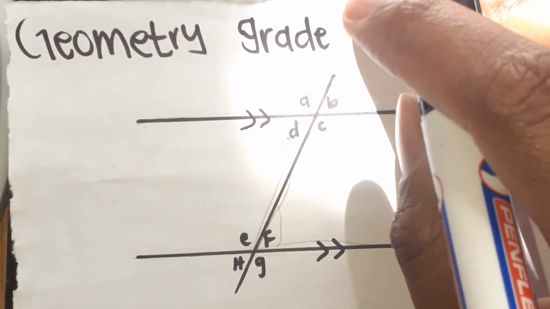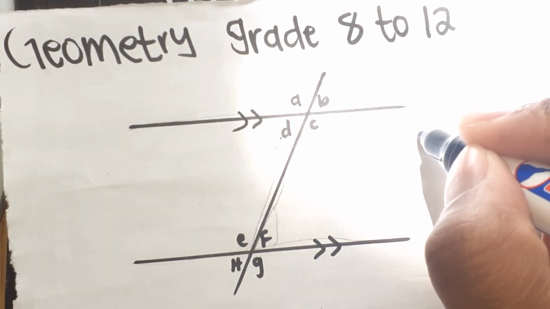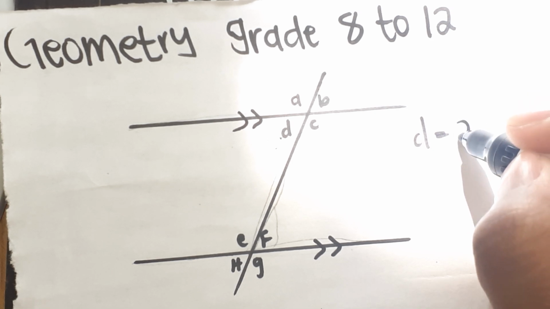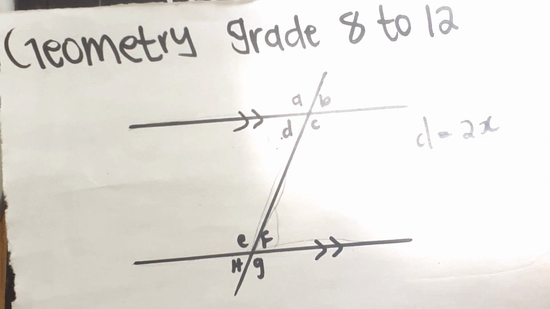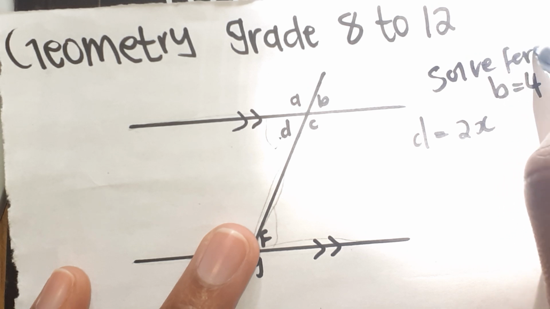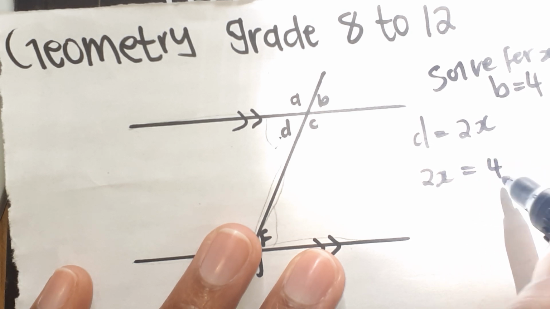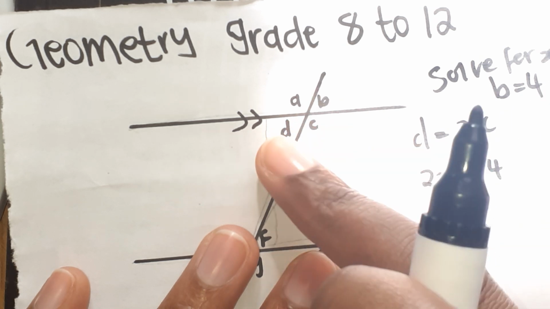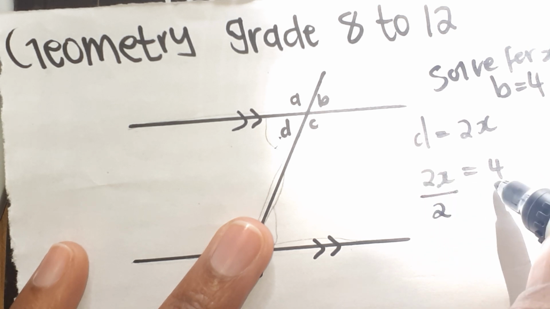And let's say, for instance, that you are given D equals 2x and B equals 4, and you are told to solve for x. Because they are equal, you will say 2x equals 4. Why? Because D and B are equal. They are vertically opposite, with the reason being vertically opposite. So you solve for x. You divide by 2, you divide by 2.